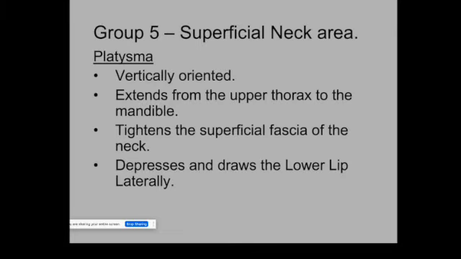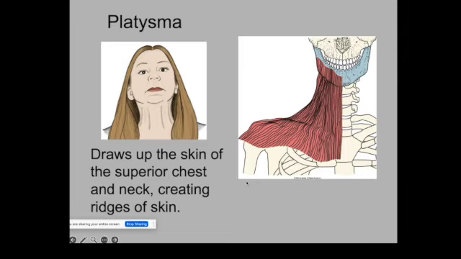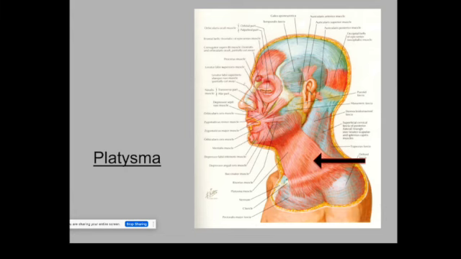Now the platysma is a gigantic muscle. Vertically oriented, extends from the upper thorax to the mandible, all the way up to the lower jaw. Tightens the superficial fascia of the neck. And you'll see a picture and you'll know exactly what we're looking at. Depresses and draws the lower lip laterally. Look at that. This is the platysma. And you can do that if you tighten your cheeks and put your chin forward. You can draw the skin of the superior chest and neck, creating these ridges. There's the ridges, the platysma. Big muscle. Huh?